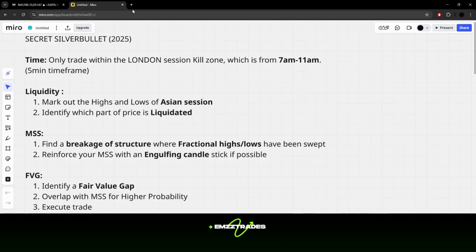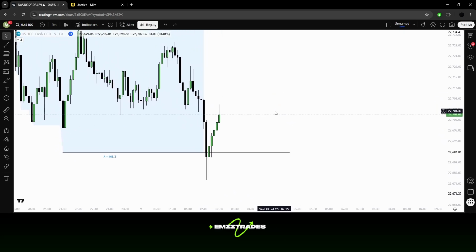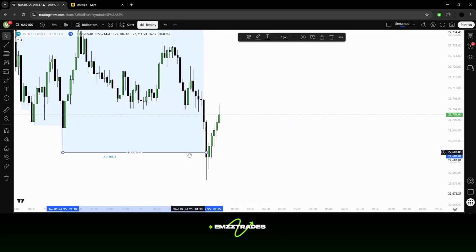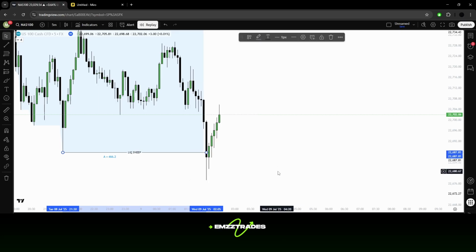And as soon as I mark out my highest and lowest point, what I need to do now is identify which part of price actually gets liquidated first. Is it the highs or the lows, right? So if we do check price here, we're going to see which one of these two actually gets liquidated, and as you can see, the lows have completely been swept, right? So as soon as we get a liquidity sweep like this, what we need to do is mark this out as a liquidity sweep, right?